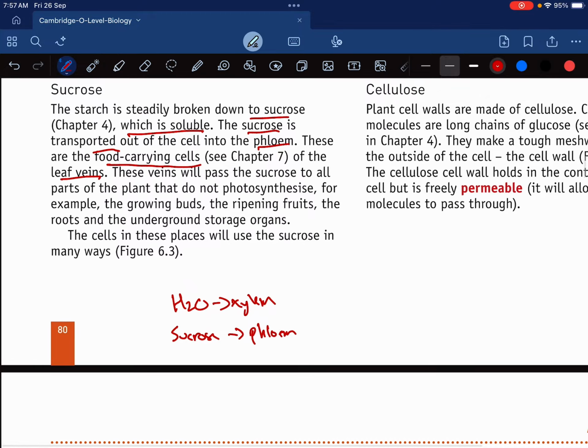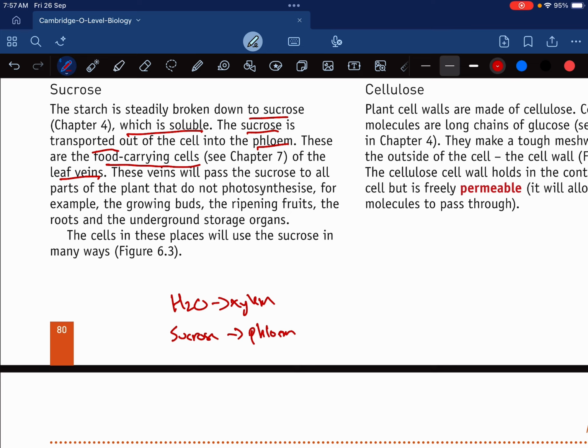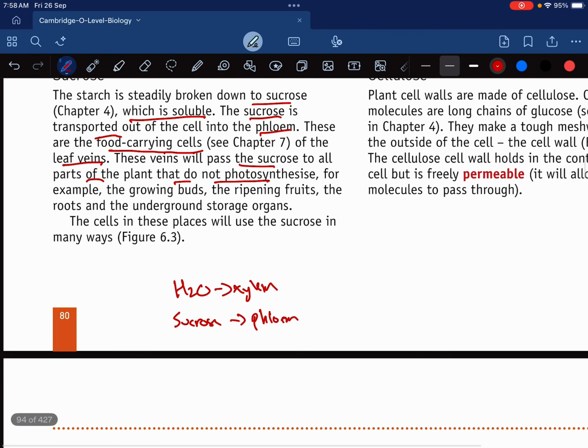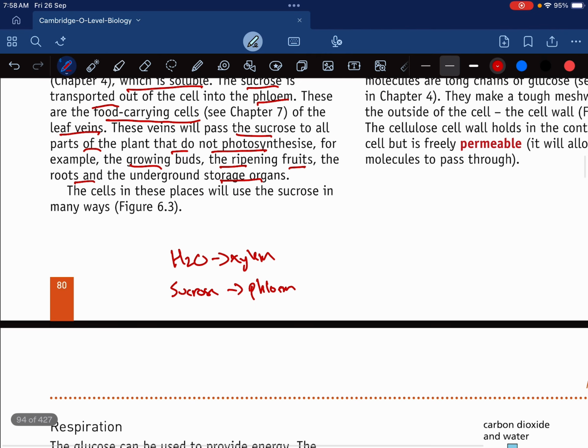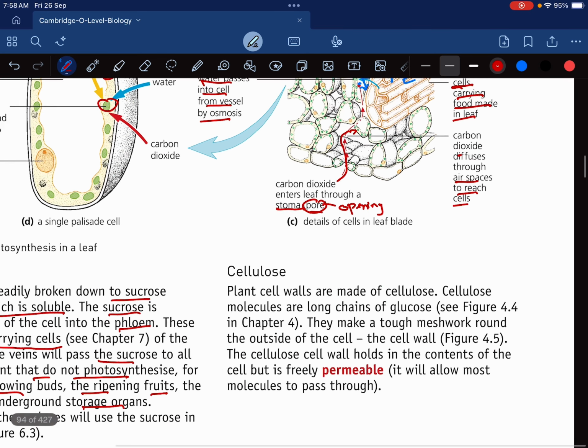Okay, these veins will pass the sucrose to all parts of the plants that do not photosynthesize. जहाँ वो ग्लूकोज बन ही नहीं रहा, वहाँ जाएगा ना ये सारा एनर्जी, ताकि वहाँ यूटिलाइज हो, क्योंकि वहाँ तो बन ही नहीं रहा. For example the growing buds, the ripening fruits, the roots, and the underground storage organs. The cells in these places will use the sucrose in many ways.